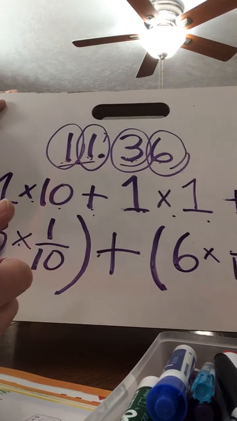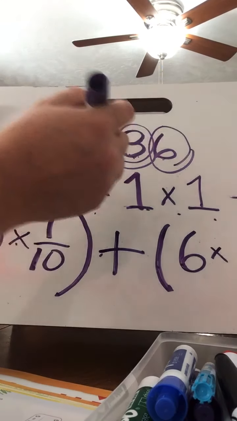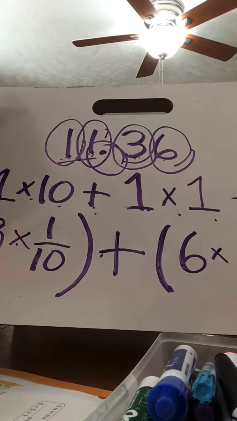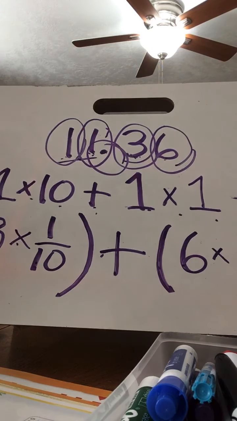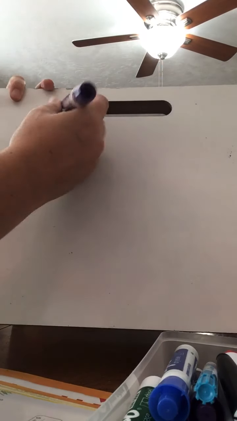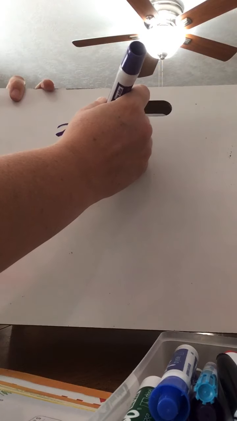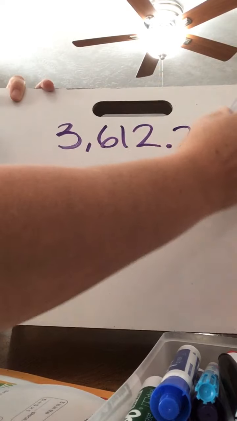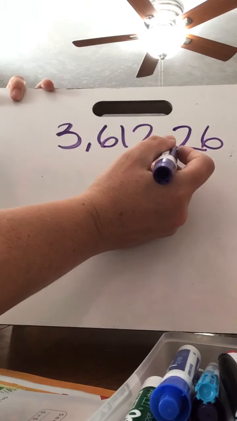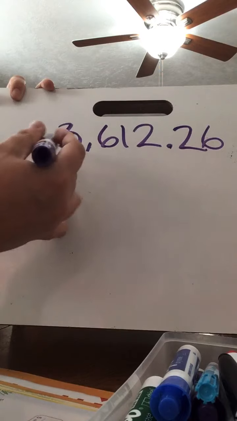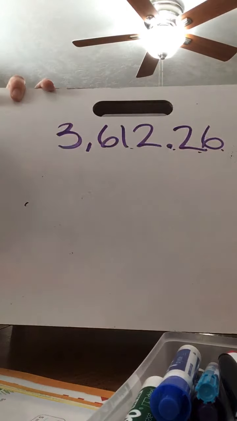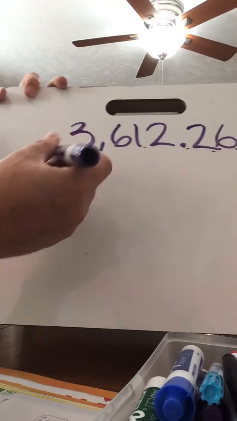When we write this out in word form, always remember the only "and" that you put when you're writing it out is in place of that decimal point. If there's no decimal, you don't write "and," okay? Only if there's a decimal. So if you have the number 3,612.26, instead of the point, I could say the word "and." I could say 3,612 and 26 hundredths.